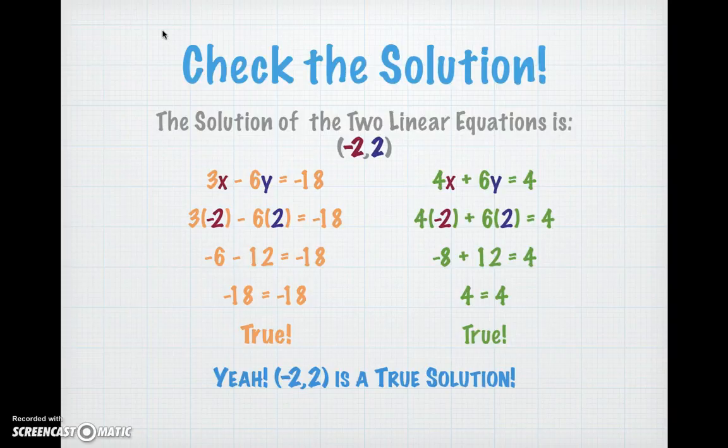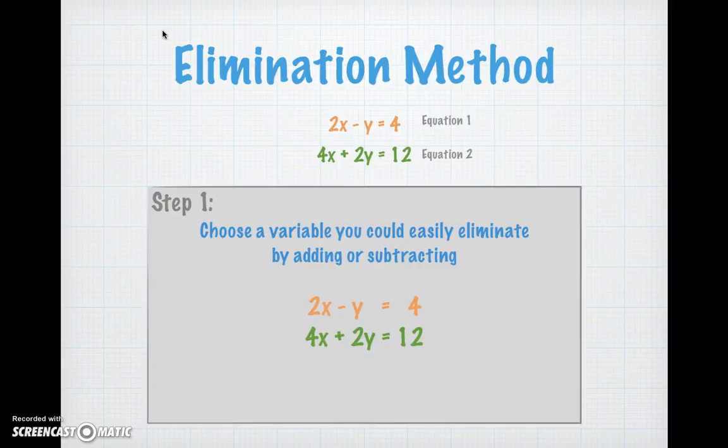Now, we had two very easy equations to eliminate from, but our equations are not always that simple. For example, 2x minus y equals 4 and 4x plus 2y equals 12 are two equations where you can't clearly see a variable that could easily eliminate. But that's not a problem. We look at it a little bit closer and we say to ourselves, well, what equation could we multiply by a certain number in order to eliminate a variable?